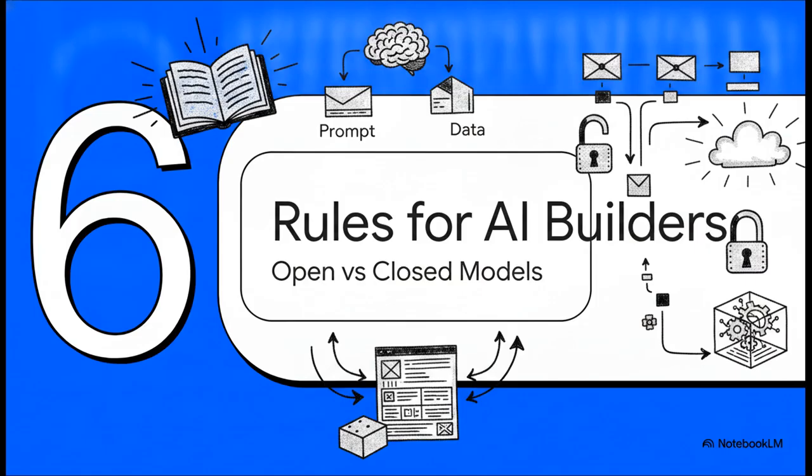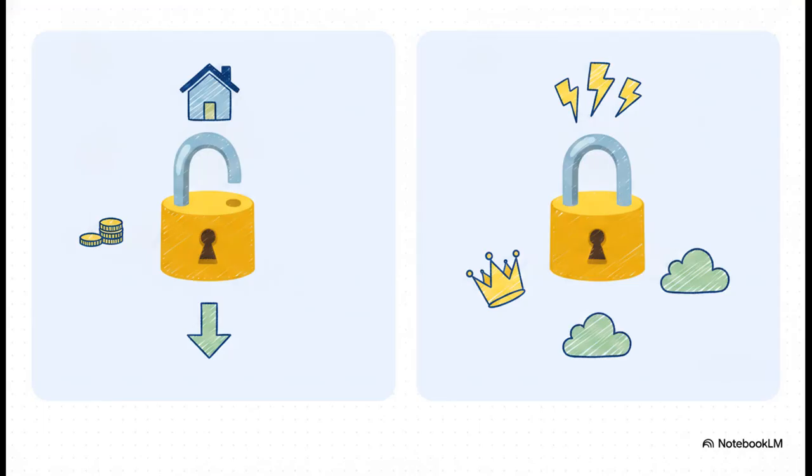Finally, Section 6, Rules for AI Builders. Let's talk open versus closed models and some best practices. To wrap up this explainer, let's establish a bit of a builder's rulebook. The crucial point here is knowing when to use which tool. You're going to want to choose open models like Kimi when you want lower cloud costs, local hosting, and total customization freedom. But you should pivot to closed frontier models when you strictly need maximum speed, raw capability at any cost, and absolutely zero setup.